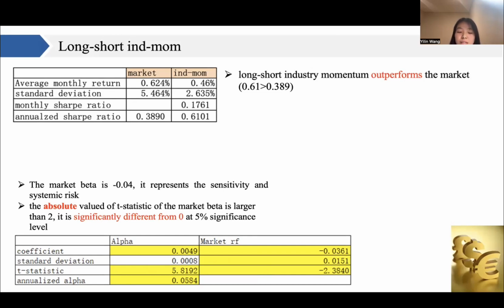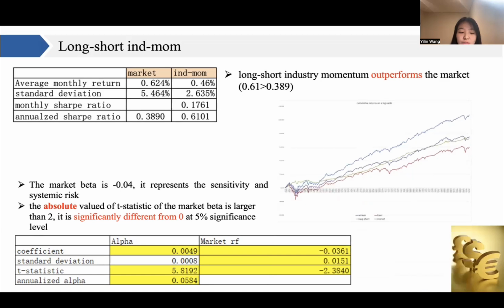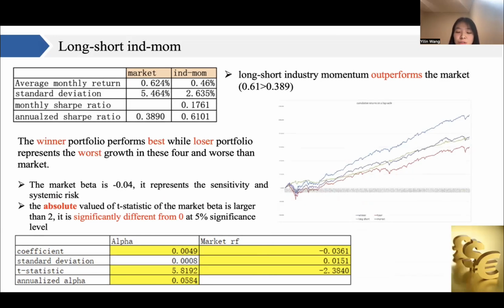at 5% significance level. And from the table, we know that the monthly alpha is 0.0049, and the T statistic of the alpha is definitely larger than 2, so it is significantly different from 0. And we knew that the annualized alpha is 5.84%.